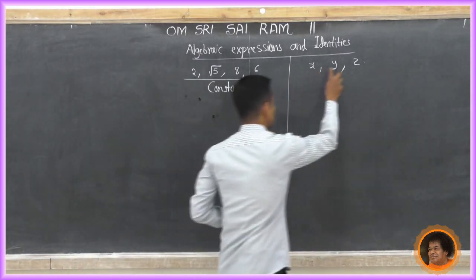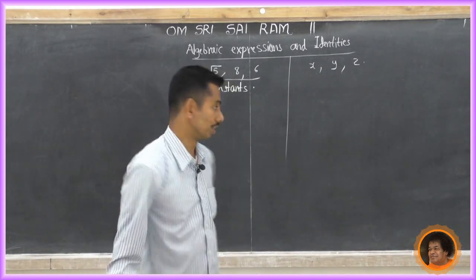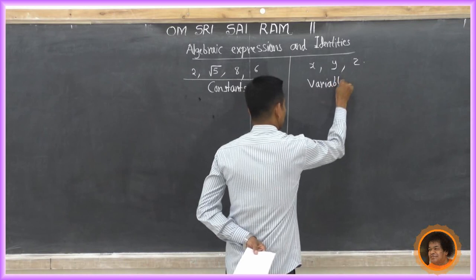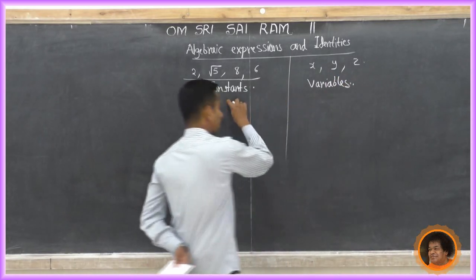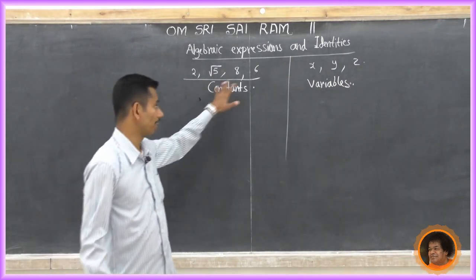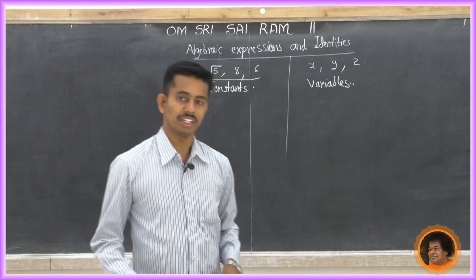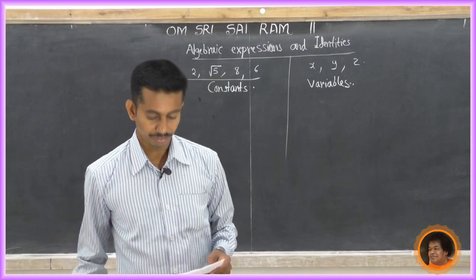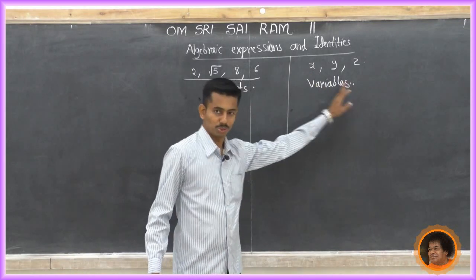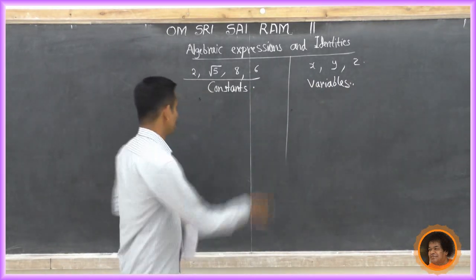Next, x, y, z. They are called variables. They are examples of variables. What is the difference between constant and variable? A constant has a fixed value, but a variable does not have any fixed value. The symbol which does not have any fixed value is a variable. So, this is the difference between constant and variable.